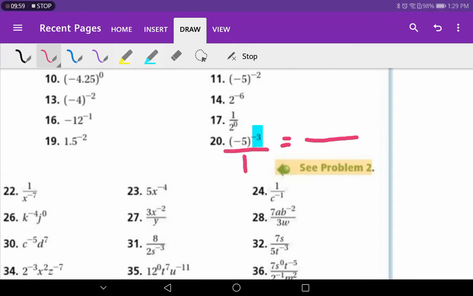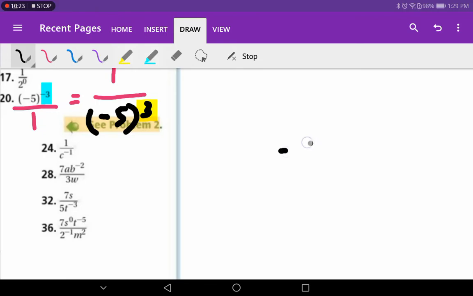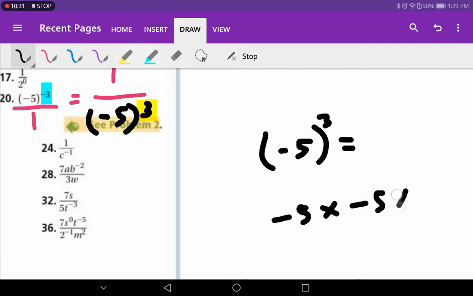Here we have it over 1 all of the time, so 1 is up, and negative 5, let me change the color, negative 5 with power 3. See how the power changed to the negative. Now let me take this one here. By the way, negative 5 with power 3 equals negative 5 multiply negative 5 multiply negative 5. Yes? Okay. Here, negative by negative gives me positive.